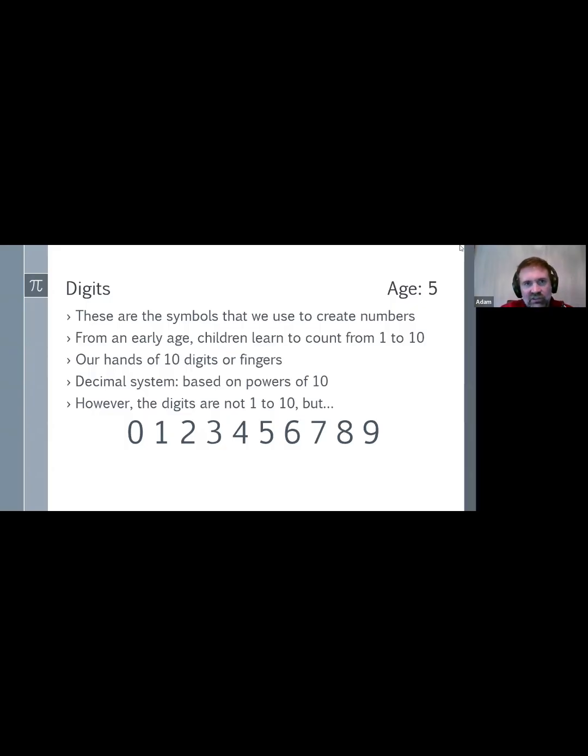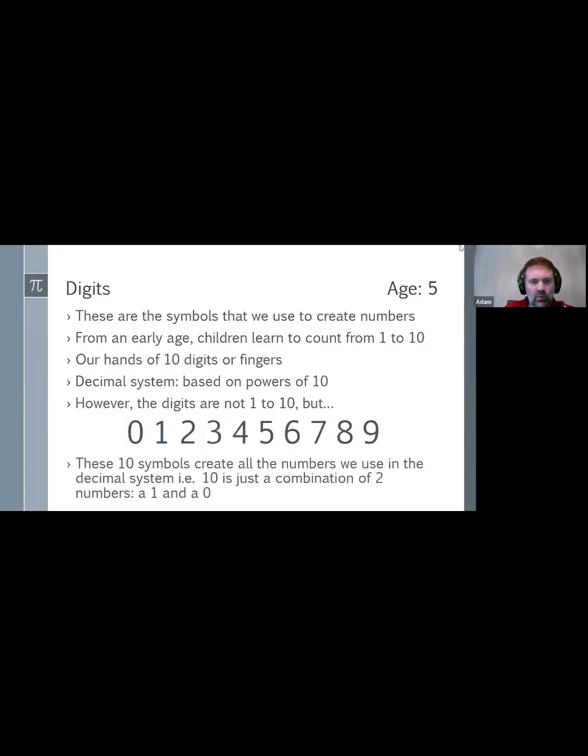These are the digits that we'll be using. When they're, say, 5 years old, they're just learning these simple single digit numbers in order to do their math studies. These are the 10 symbols that create all the numbers we use in the decimal system. Just as I said, a combination of two numbers, 1 and 0, make 10. That's pretty simple, pretty straightforward. At 5 years old, they're just learning what these numbers are, how to draw them, how to trace them, and perhaps how to use them to add and subtract very simple equations.